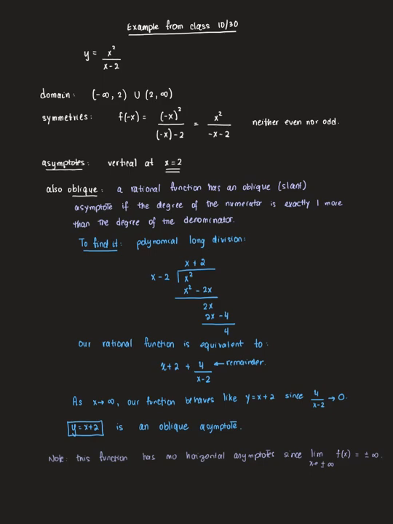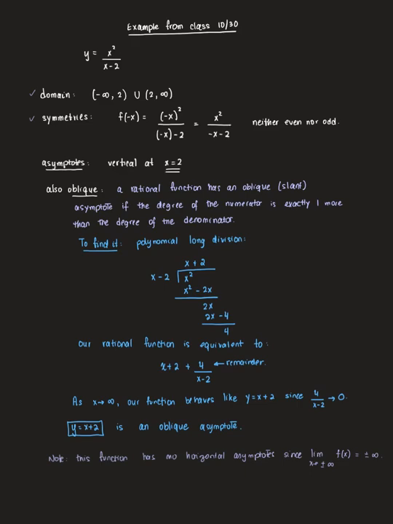Okay, so that was hello from Lucy, but this is the example that we left off in class. Our function was y equals x squared over x minus 2. We had found the domain. We saw that it was not symmetric, not even nor odd. By putting in negative x, we neither got exactly the same nor exactly the opposite.